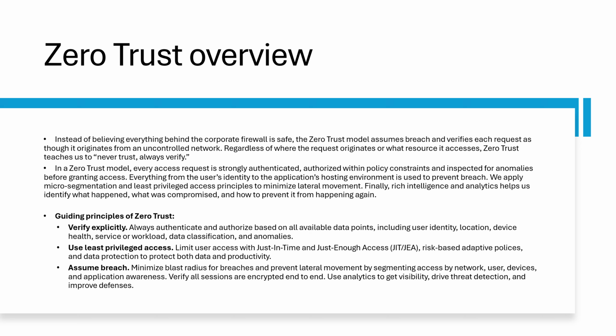Now, guiding principles for zero trust, there are three things that we'll be talking mainly. One is verify explicitly, use least privileged access, and assume breach, which means we are going to minimize the blast radius of breaches and prevent lateral movement by segmenting access by network, user, devices, and application awareness. Verify all sessions are encrypted end to end. Use analytics to get visibility, drive threat detection, and improve defenses.